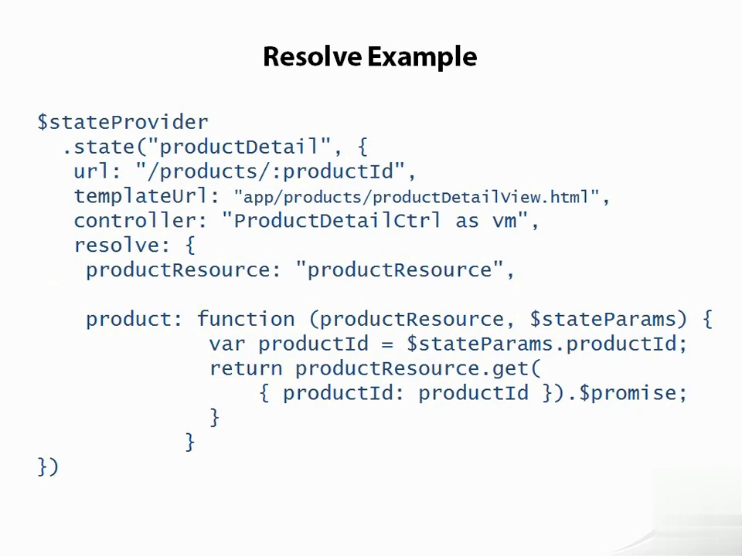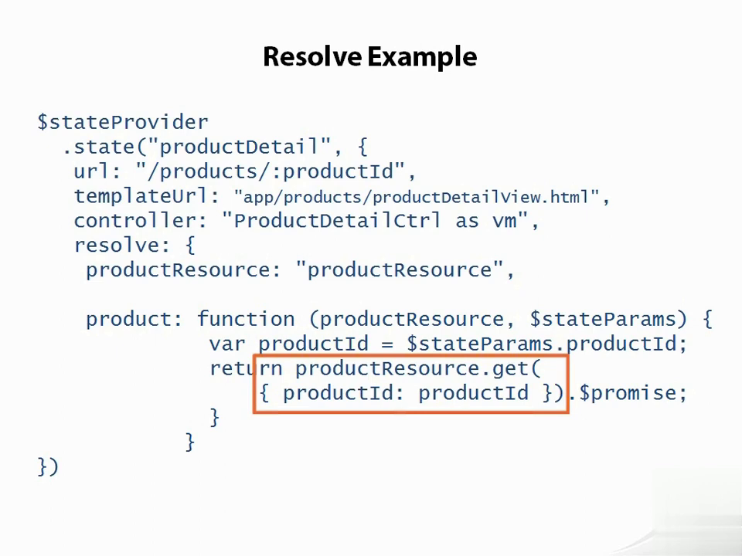When this product detail state is matched, this code first pulls the product ID from the parameters passed to this state. It then calls the get method of the product resource service, which returns a promise, and issues a get request for that product. The product resource mock service intercepts that request, looks up the product with a defined ID in its in-memory list of products, and returns the product data.